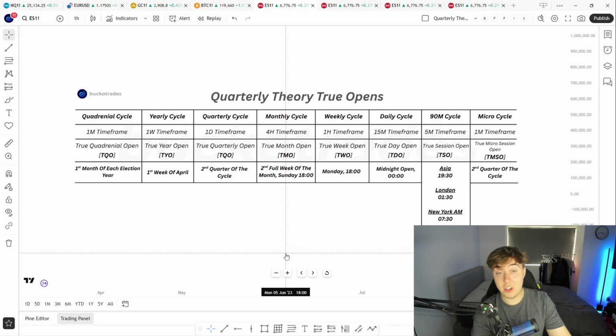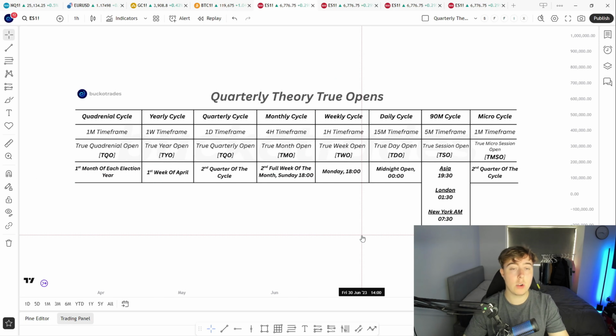Monday's candle opens up at Sunday 1800, as you can see here for the true month open. But for our weekly cycle, Q1 is Monday, Q2 is Tuesday. So the Tuesday open, which is essentially Monday 1800, the Asia session of Tuesday, mark out the open of that on the hourly. So the 1800 candle, Tuesday's open, mark out the open, and that is your true week open.